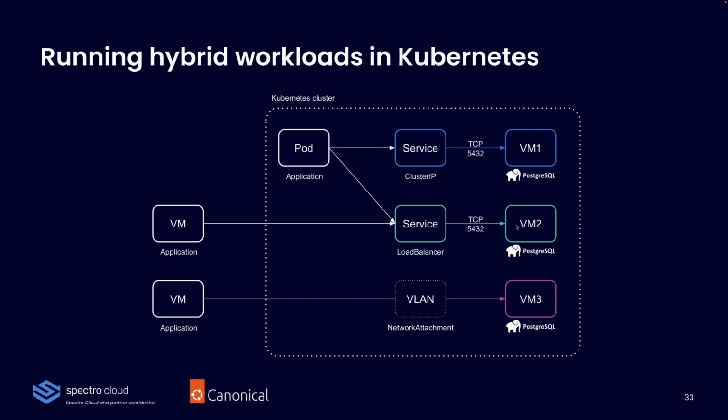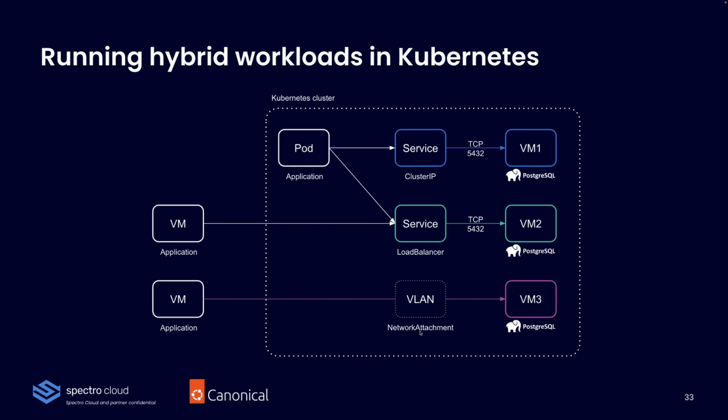Now, a third option is what we talked about earlier, the ability to put a VM directly on a VLAN. So that's here via network attachment, where the entire VM becomes externally accessible. And this is useful for moving a legacy workload from, for example, VMware to KubeVirt without having to make any changes to the VM itself.